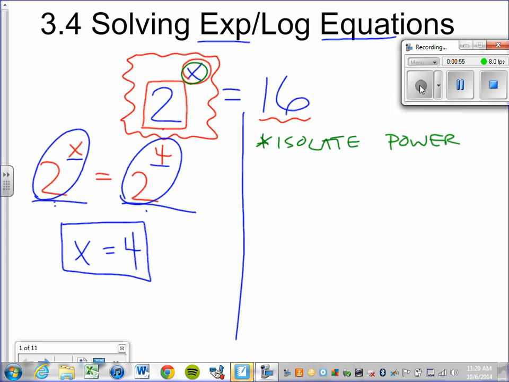So if I want to remove this variable from the exponential level, I can take the log of both sides. Now, what logarithm I choose is up to me. I can choose the natural log to take on both sides. I can take the common log. I can do log base 2. I could do log base 16. It doesn't matter, and this is important because of the calculators that we're using right now.